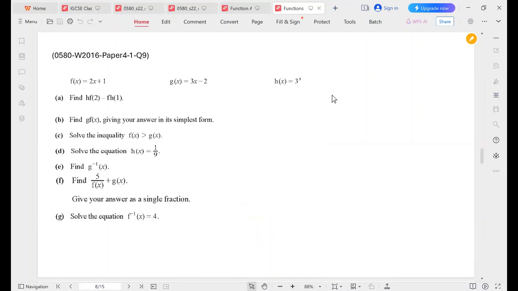In F, we have some algebra. We want to get 5 over f of x plus g of x. So 5 over f of x, which is 2x plus 1, plus g of x, which is 3x minus 2. We want a single fraction, so we have to have a common denominator. So you need to have 2x plus 1 in the denominator here, which means that you need to multiply the numerator by 2x plus 1 as well. Now we have a single fraction because we have the same denominator in both. So 2x plus 1 in the denominator and 5 plus this expression here.